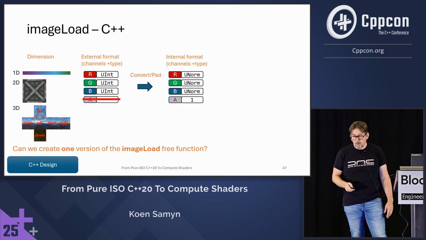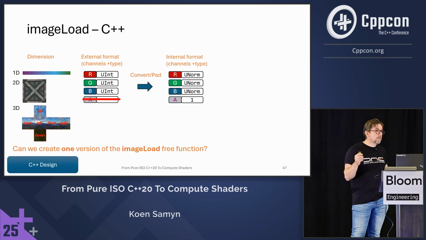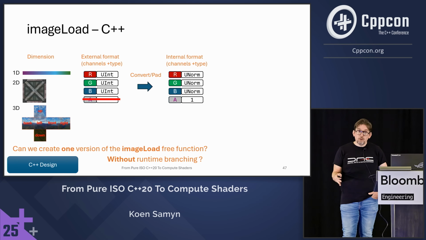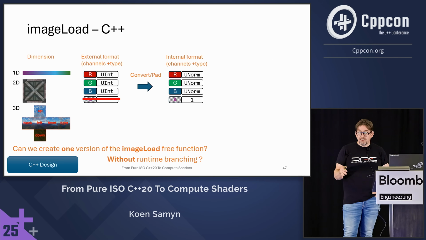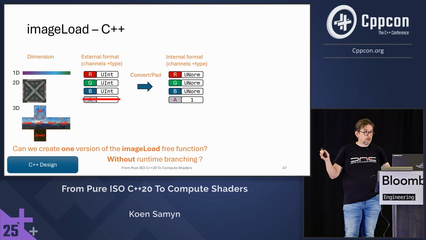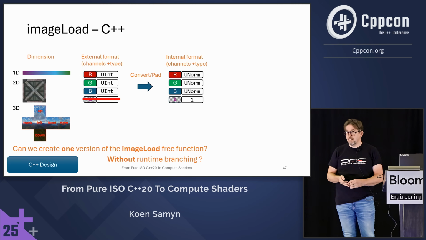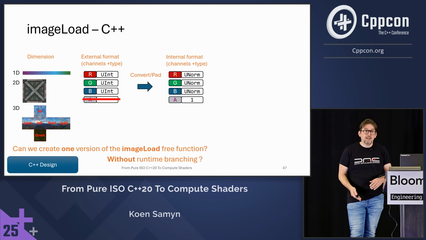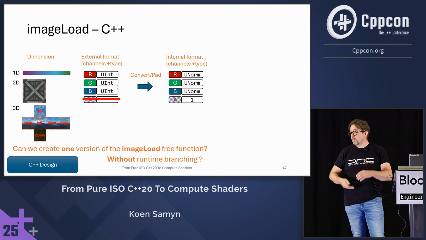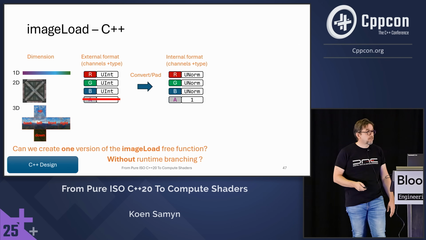So the big question for me was, can I do this with one function? And also, additionally, this is the hot part, right? Image load is going to be called at least for all the pixels that you want to generate, and image store as well. So yeah, we don't want runtime branching in this code to differentiate between different scenarios.